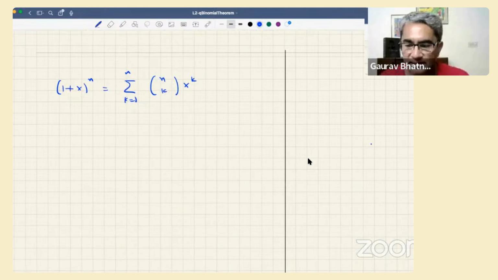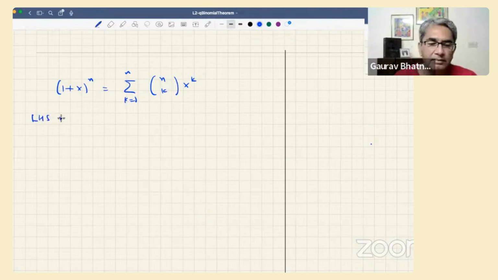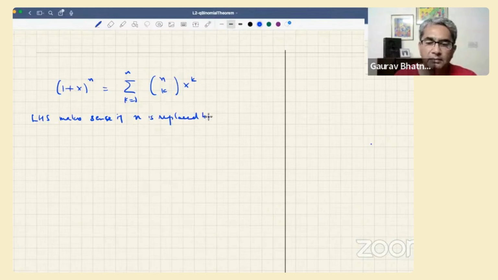So this is the result. This is the binomial theorem, and we want to generalize it or guess what the answer would be if n is not a non-negative integer. So if n is a, the left-hand side makes sense if n is replaced by a, and a could be a real number or even a complex number.